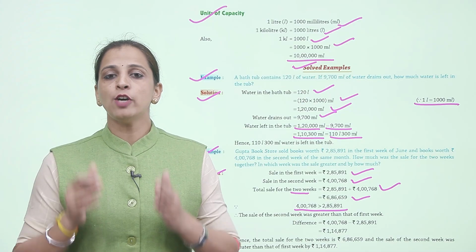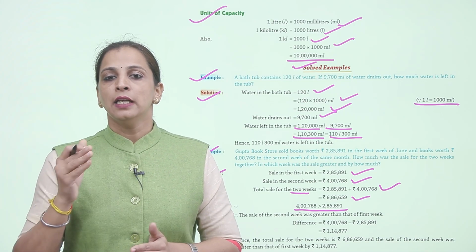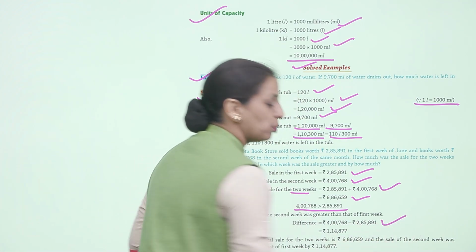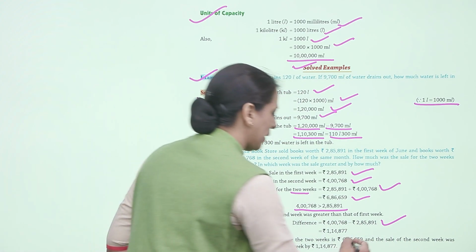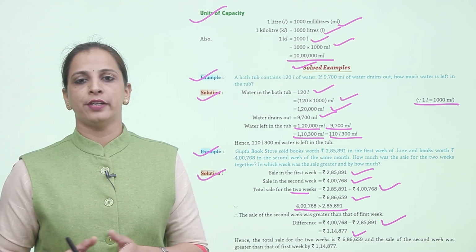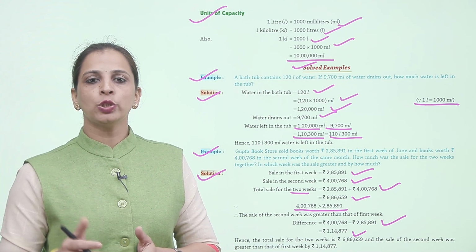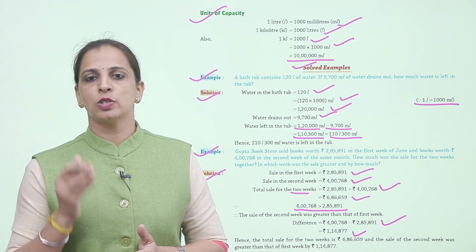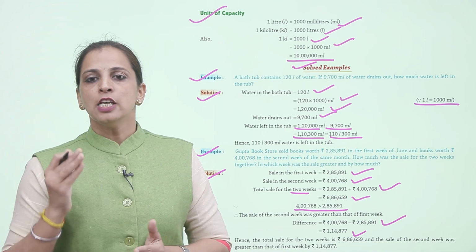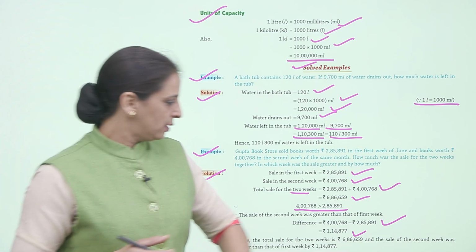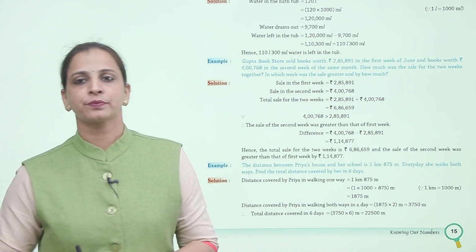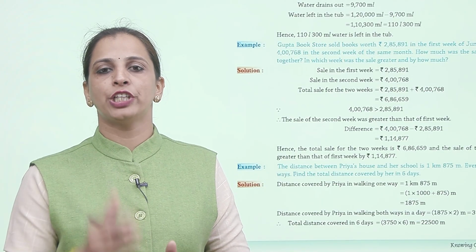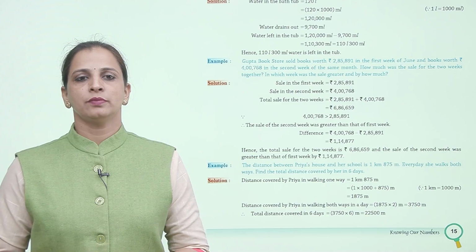2,85,891. The sale of the second week was greater than that of the first week and the difference कितनी ज्यादा है तो greatest में से smallest को माइनस कर दिया that is equals to rupees 1,14,877. Hence, the total sale for the 2 weeks is rupees 6,86,659 and the sale of the second week was greater than that of first week by rupees 1,14,877. Now, next example.